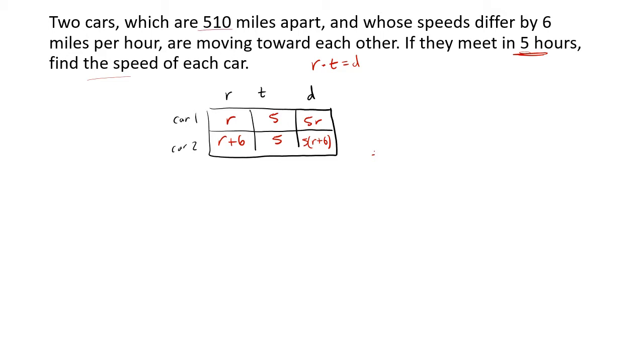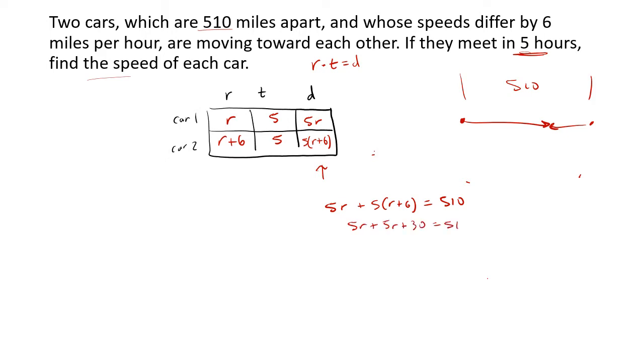Their combined distance was 510. If one of them started here and one of them started here, this entire distance was 510. They went different amounts of that distance, but their combined distance is 510, which means if I add up both of these distances, I know that sum is 510. So 5r plus 5r plus 5 times 6, which is 30, is equal to 510.